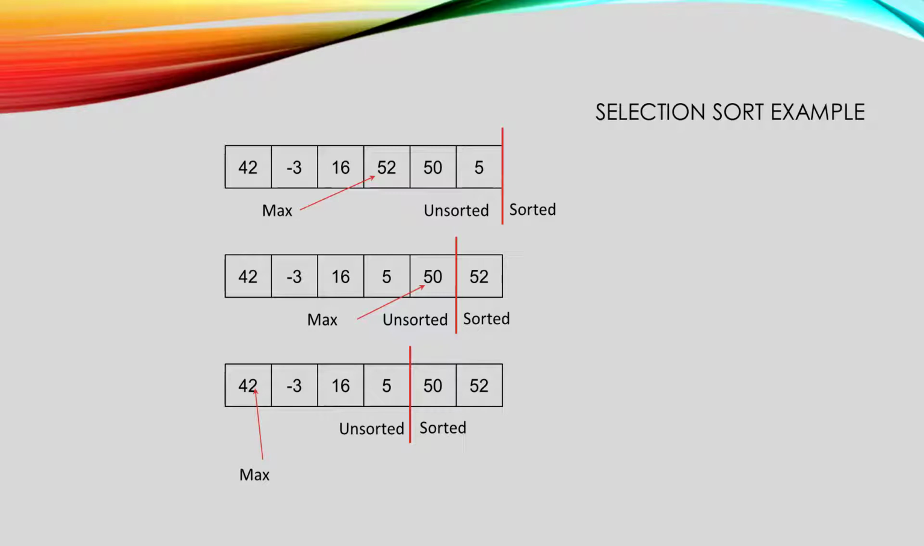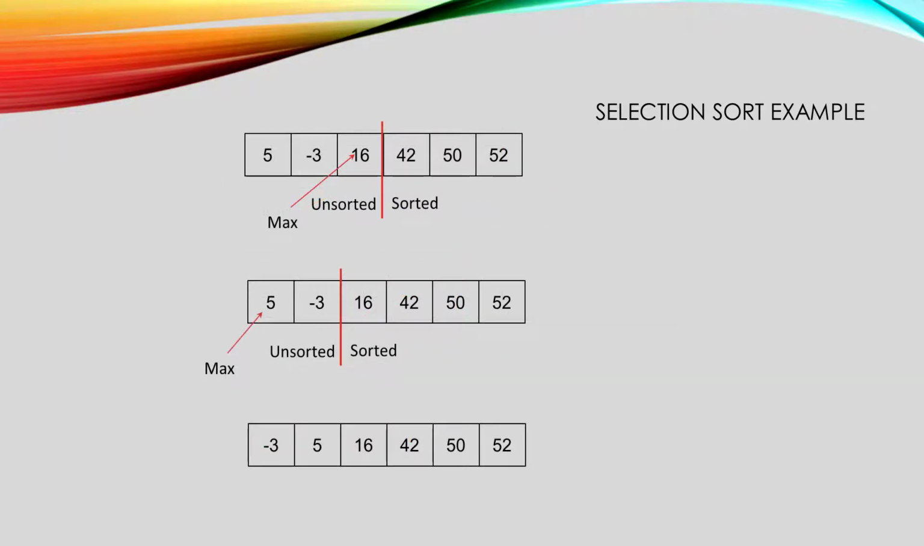The biggest thing in the unsorted part is 42, so we swap that with the 5 that is the last thing in the unsorted part. That makes our sorted part have 3 entries. Now the biggest thing in the unsorted part is 16, so we swap it with itself because it is the last thing in the unsorted part. Now we have only 2 things left in the unsorted part. The 5 is the biggest thing in that part, so we swap it with the -3. Now our unsorted part has only one entry. One thing cannot be unsorted, so the whole array is sorted and we're finished.